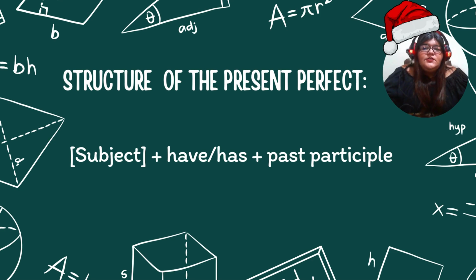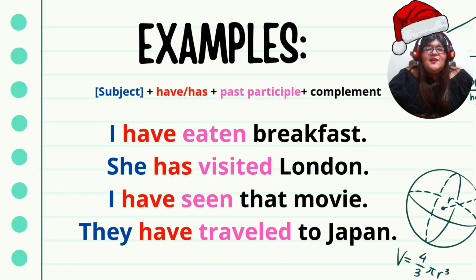Now let's see the structure of the present perfect. Keep in mind that we will use the subject plus the auxiliary verb have and has plus the past participle of the verb, or the verb in past participle, plus the complement. So let's see some examples for you to understand a little bit better what I said previously.